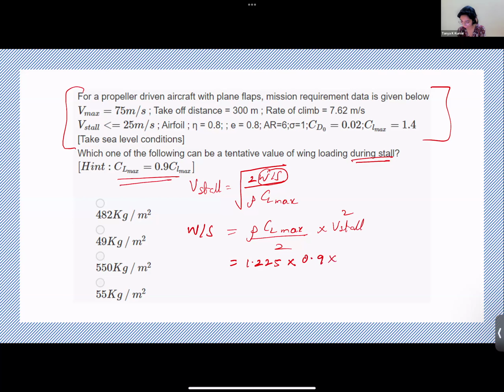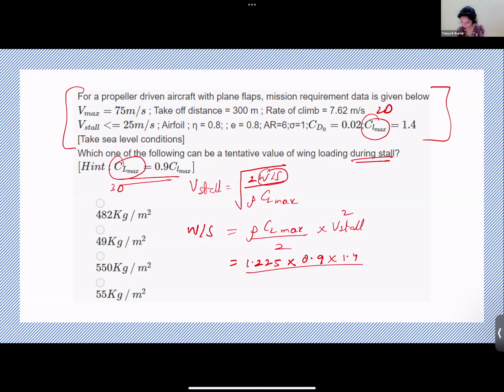0.9 into 1.4. So why is CL max and the small CL max different? Why is this different from this? Why is there a 0.9? What is it accounting for? Why are those two CL max different? Correct. So this is for the 2D airfoil and this is for the 3D wing. Because that is where that 0.9 factor is coming from.